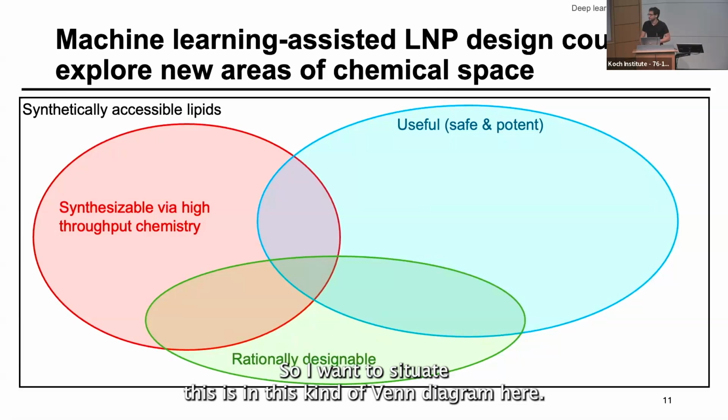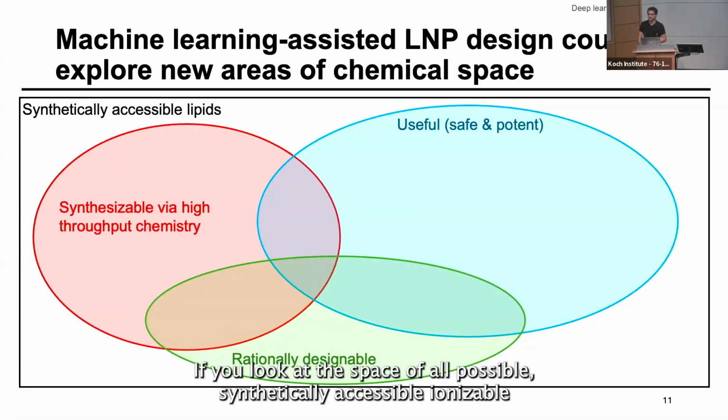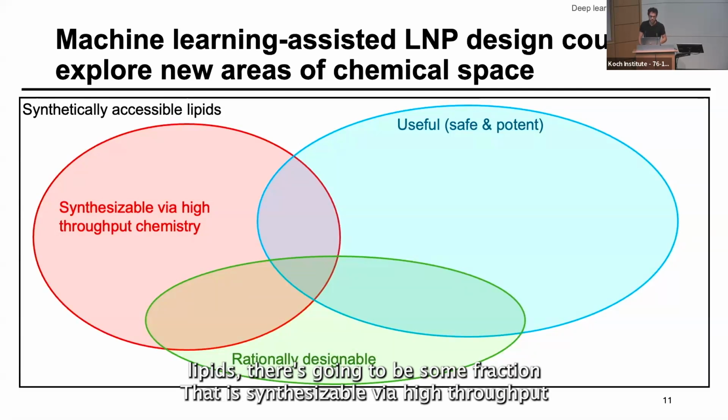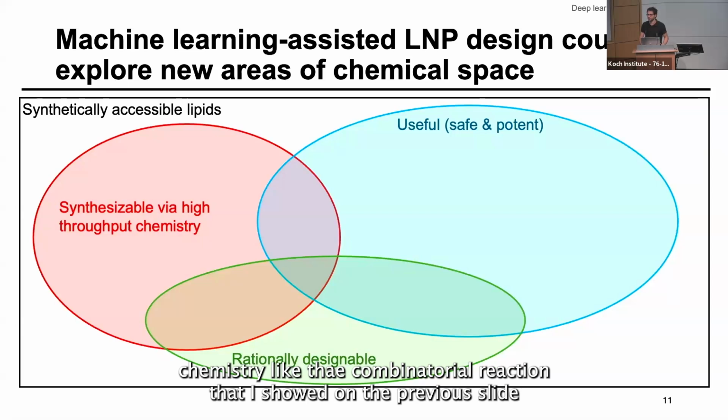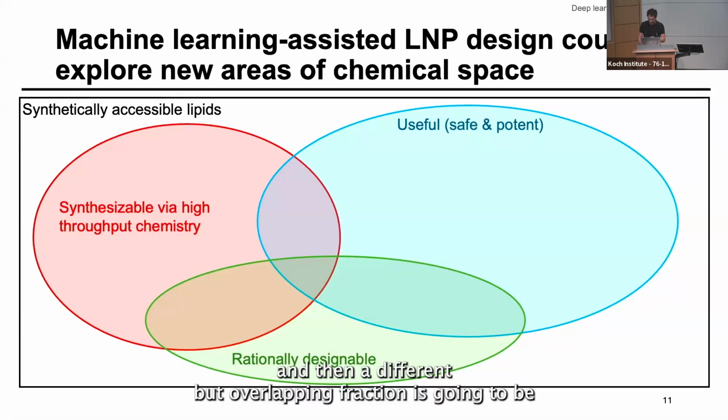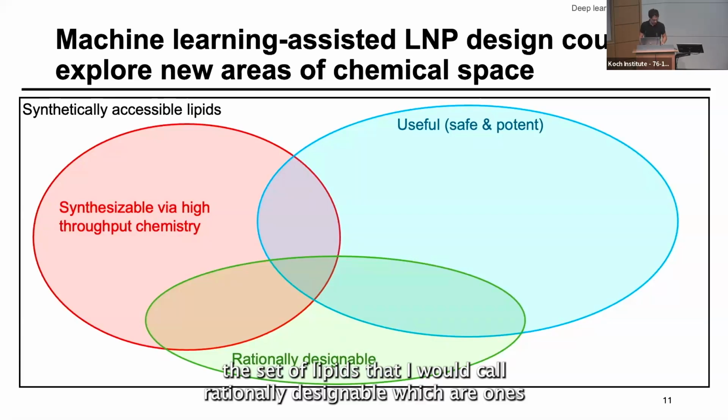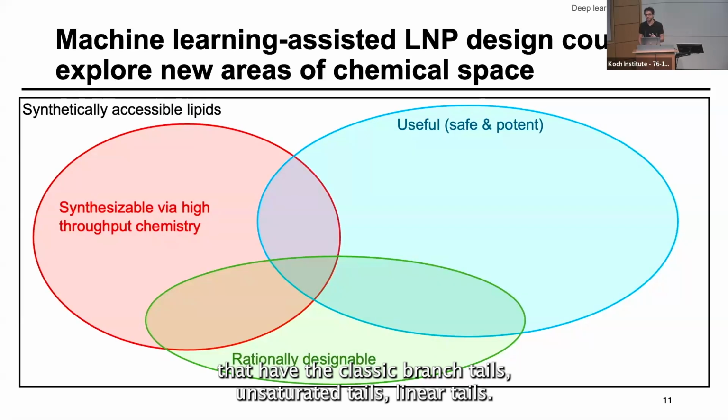So the way I want to situate this is in this kind of Venn diagram here. If you look at the space of all possible synthetically accessible ionizable lipids, there's going to be some fraction of them that are synthesizable via high throughput chemistry, like the combinatorial reaction that I showed on the previous slide. And then a different but overlapping fraction is going to be the set of lipids that I would call rationally designable, which are ones that have the classic branched tails, unsaturated tails, linear tails, and so on.